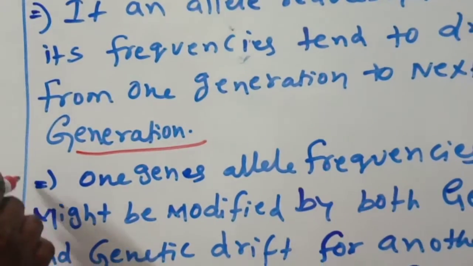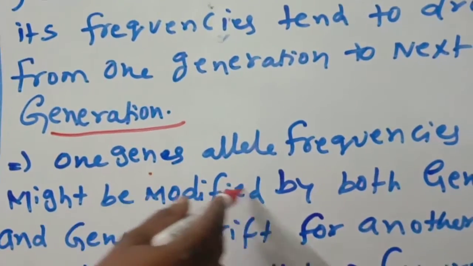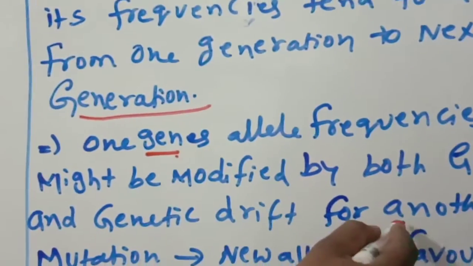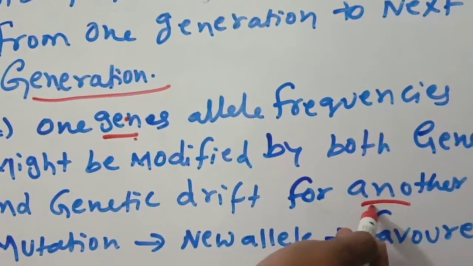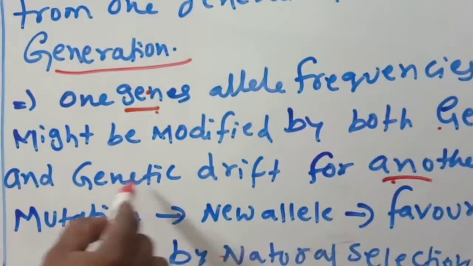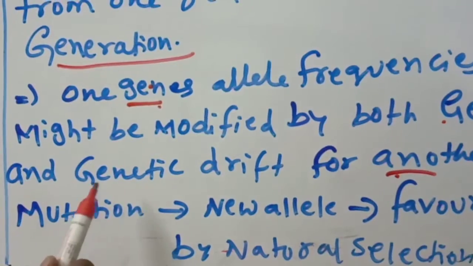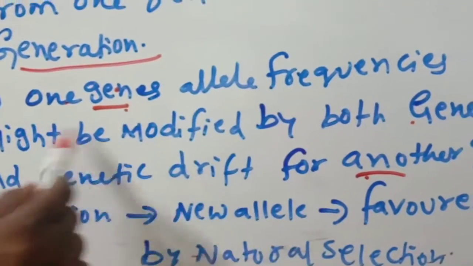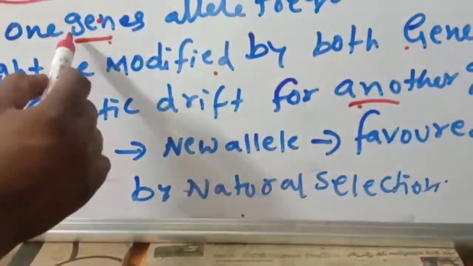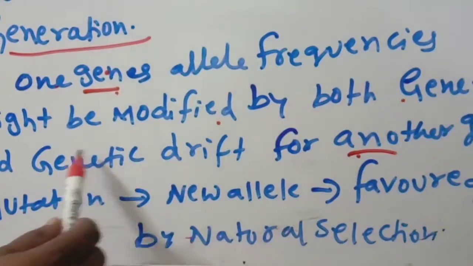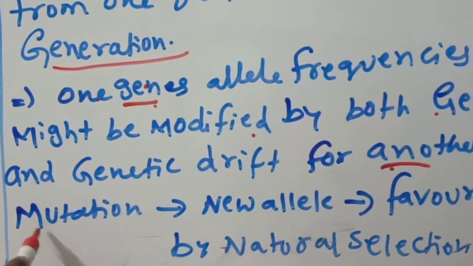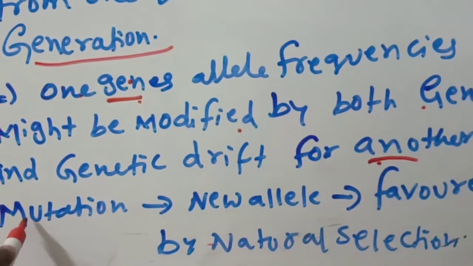One more thing: one gene's allele frequencies might be modified by both gene flow and genetic drift for another gene. So one gene can change another gene's allele frequency through gene flow and genetic drift. This also leads to the survival of the good character, which is the one that survives.